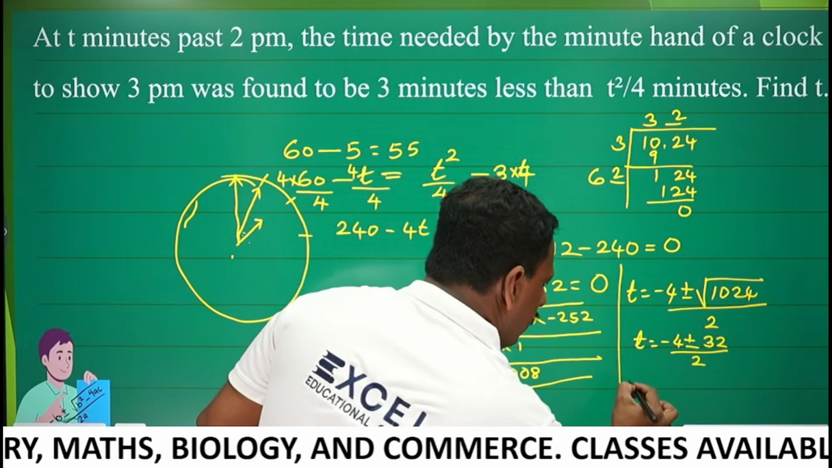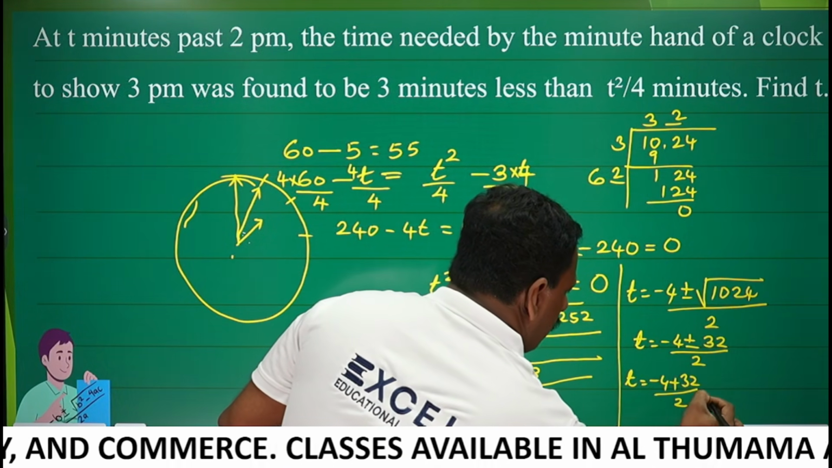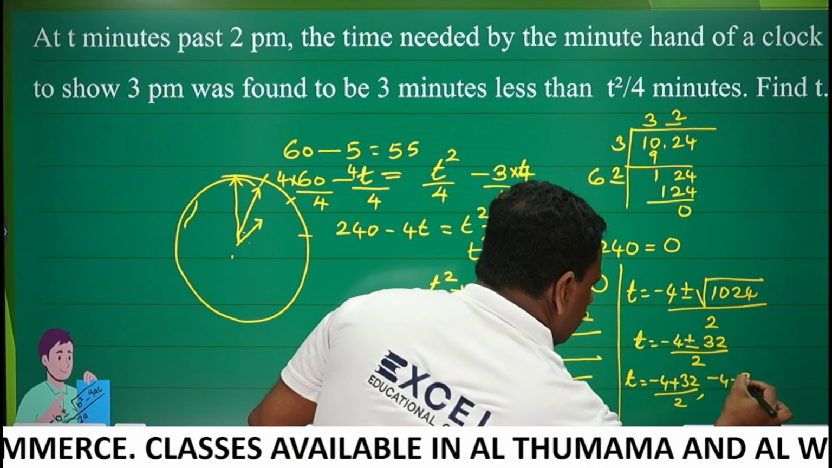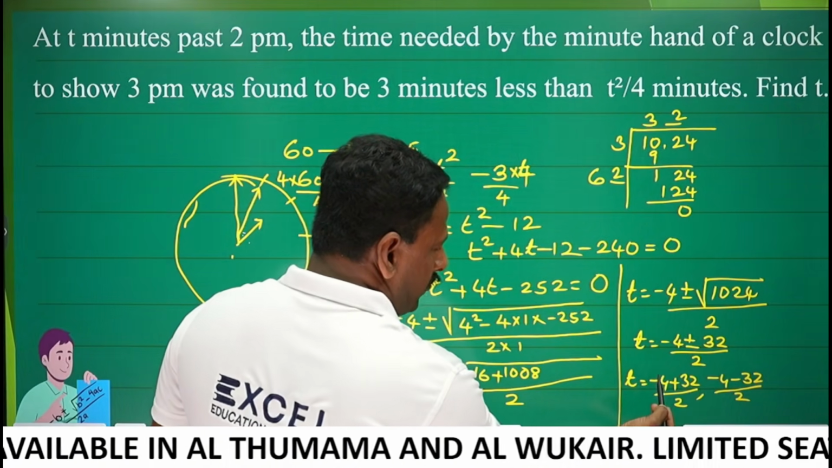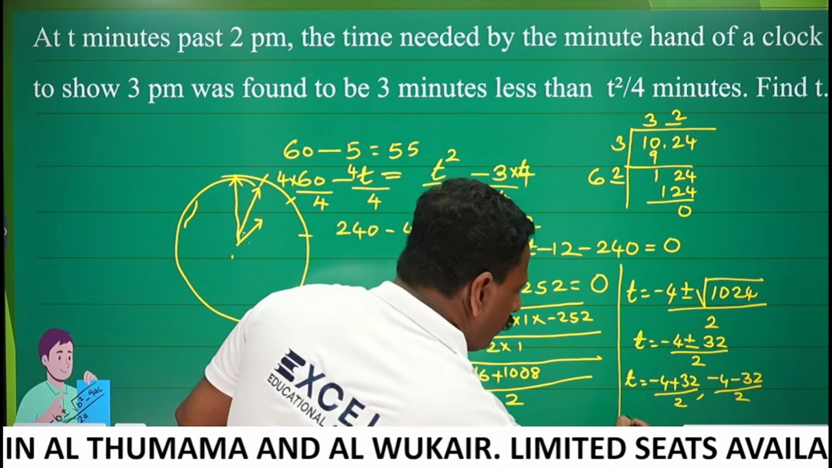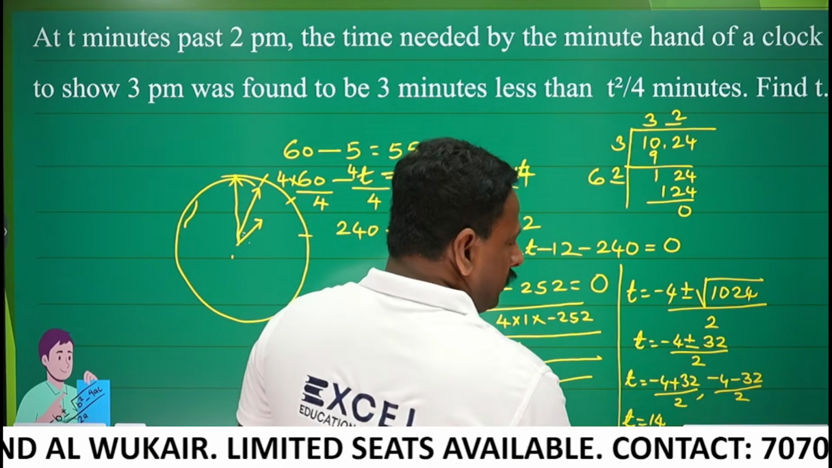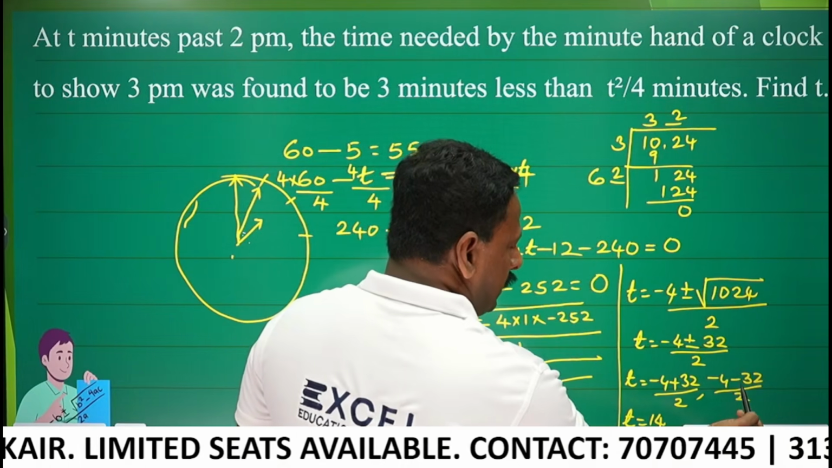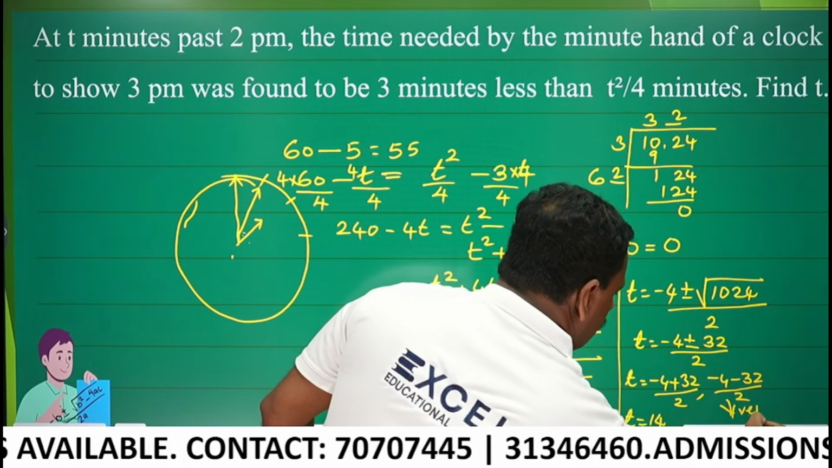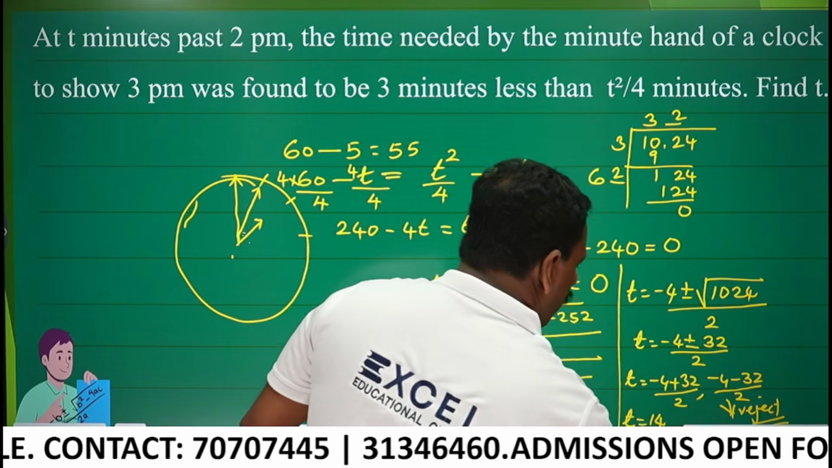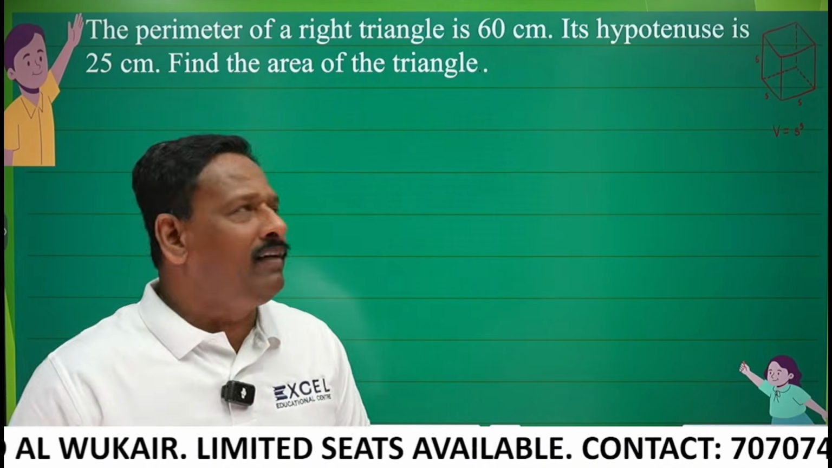The first value will be t equal to negative 4 plus 32 by 2, and the other value is negative 4 minus 32 by 2. This is 32 minus 4 is 28, 28 by 2 is 14. So t is equal to 14. And this is negative 36 by 2, which is negative 18. t cannot be negative 18, so this value we will reject. So the value of t is 14. Ready? Can we go for the next question?